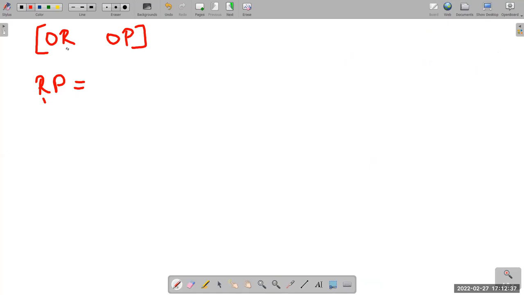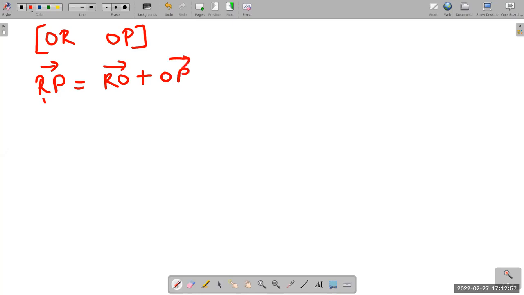But guess what I do have? I have a path that goes from O to R. So what can I do? I could switch this around. And instead of OR, I could write what? RO. Everybody following me so far? Plus OP.